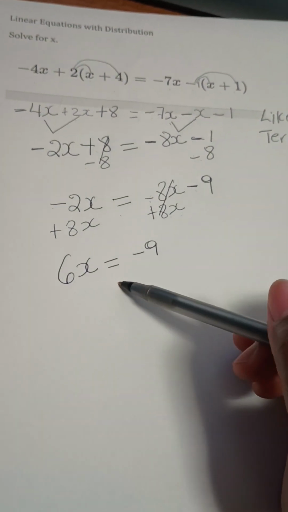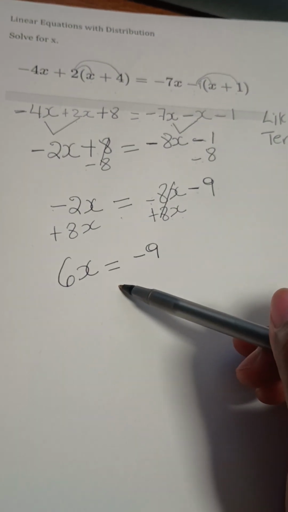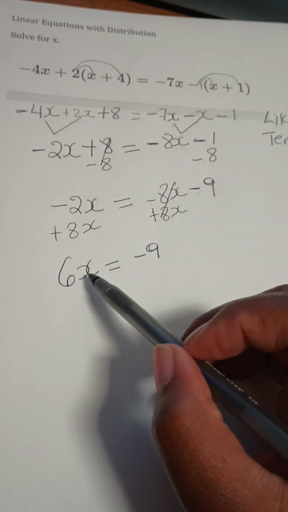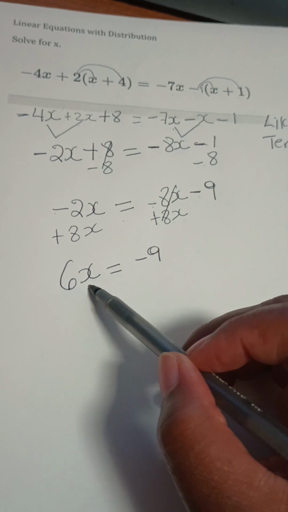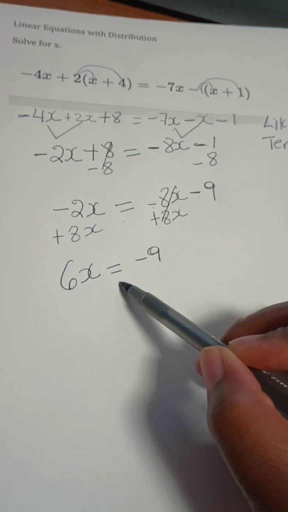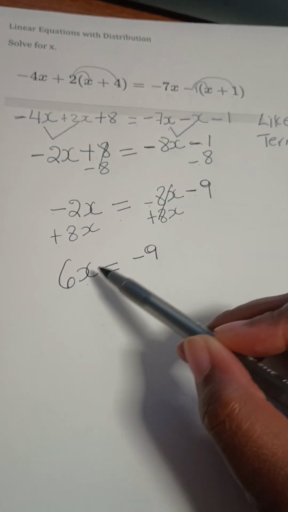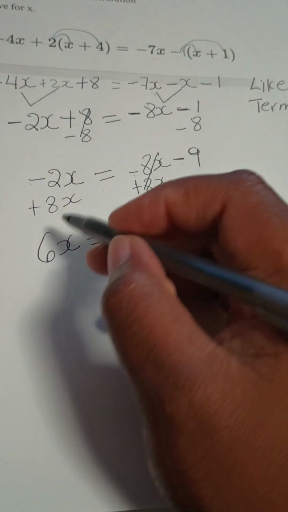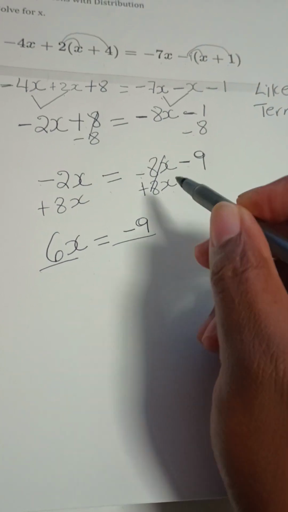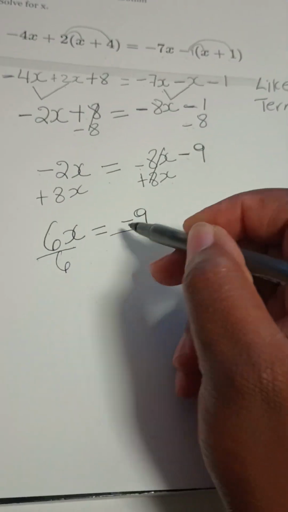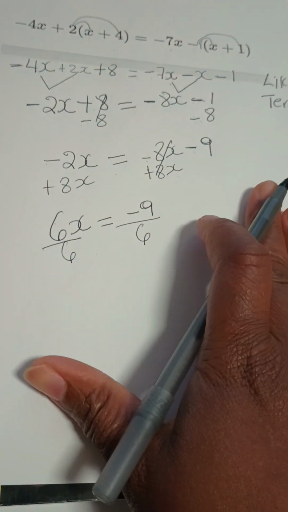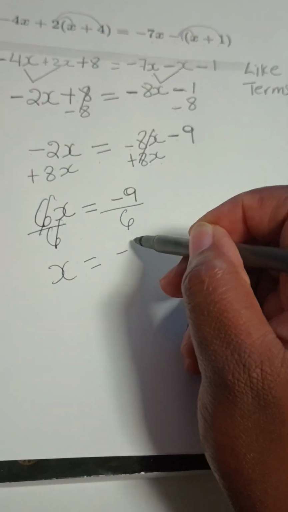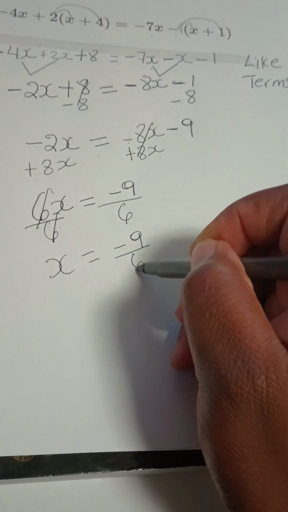So on this last step, we are going to divide. Why are we dividing? Because this is stating that 6 multiplied by some number x is equal to negative 9. So we're going to undo the multiplication. We're going to divide both sides, not only one side, by 6. In that way, we'll get x by itself. So x is going to be equal to negative 9 over 6.